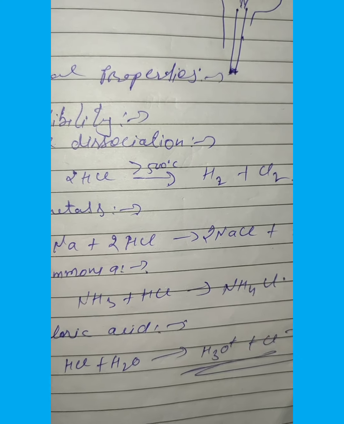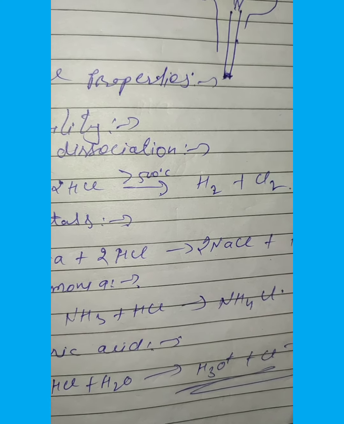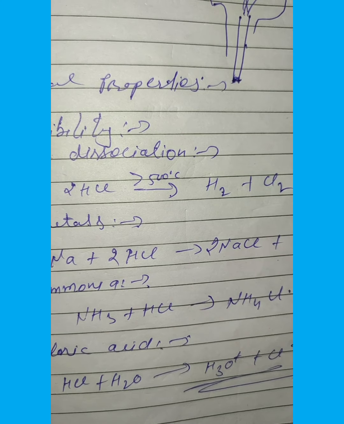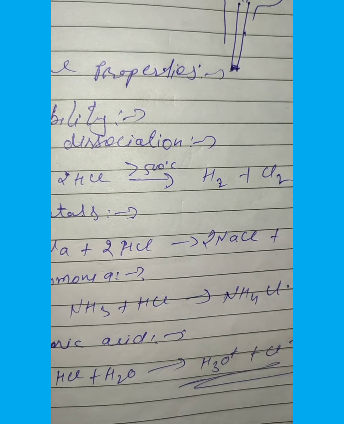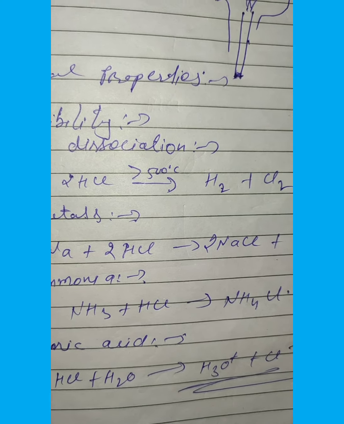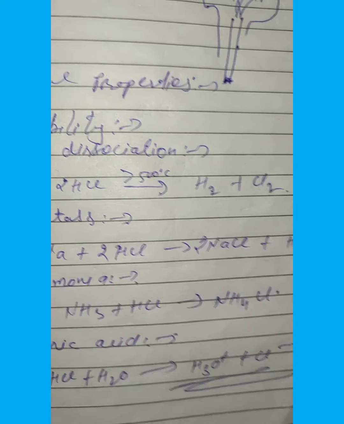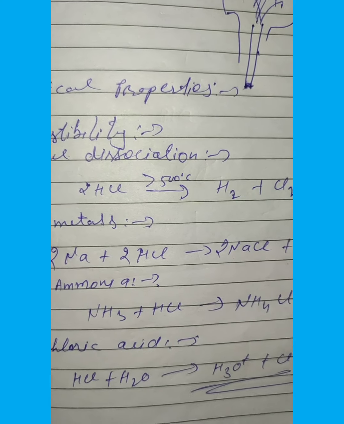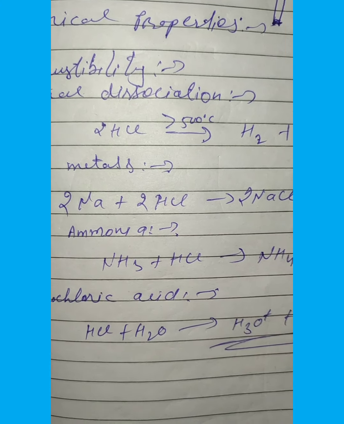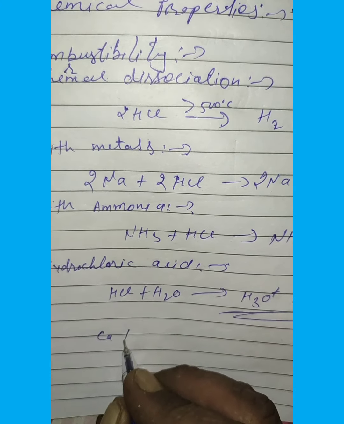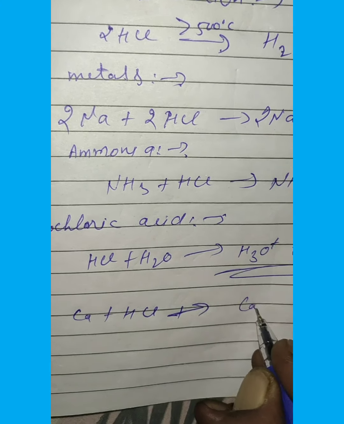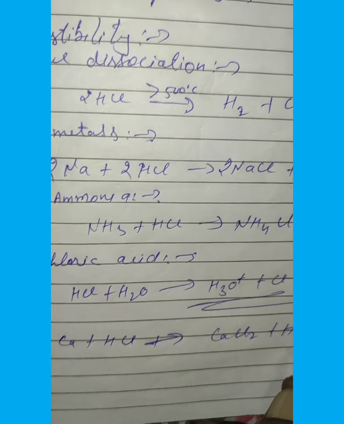Now its chemical properties. Blue litmus turns red. Methyl orange turns pink, and phenolphthalein remains colorless. When it reacts with a metal, it produces the respective metallic chloride and liberates hydrogen gas, for example calcium plus HCl produces calcium chloride and hydrogen.